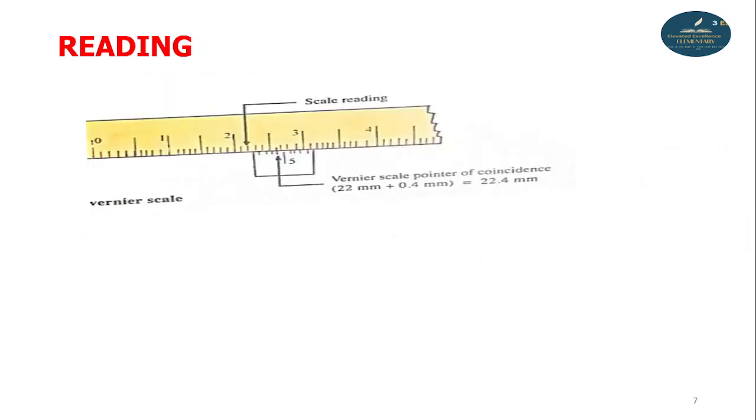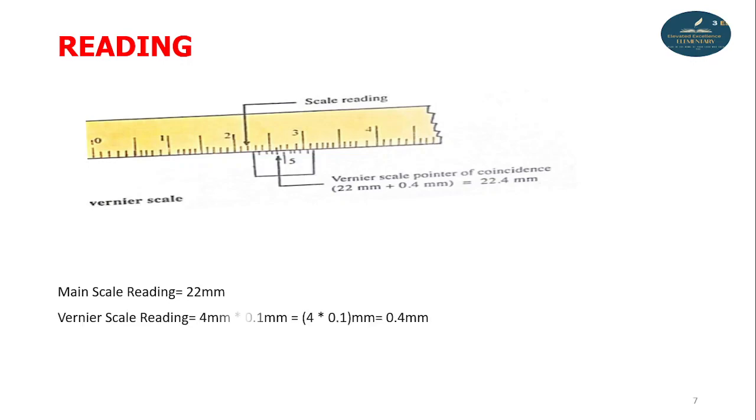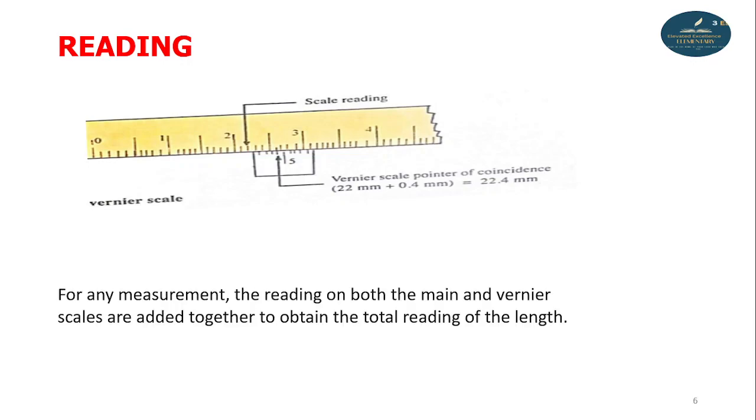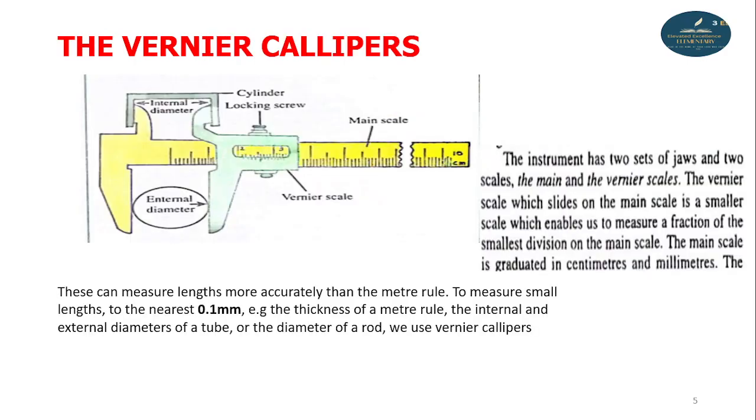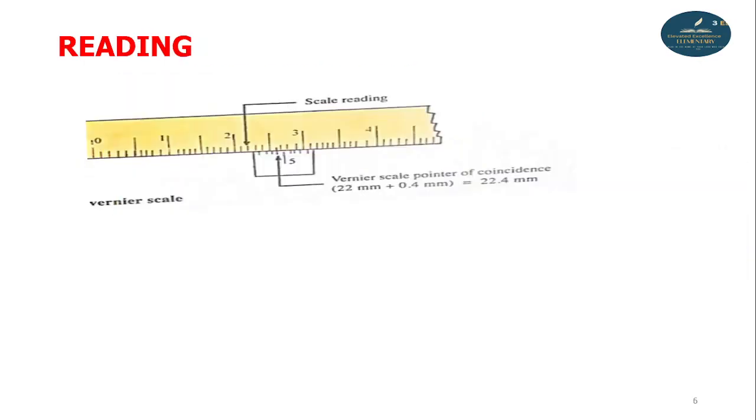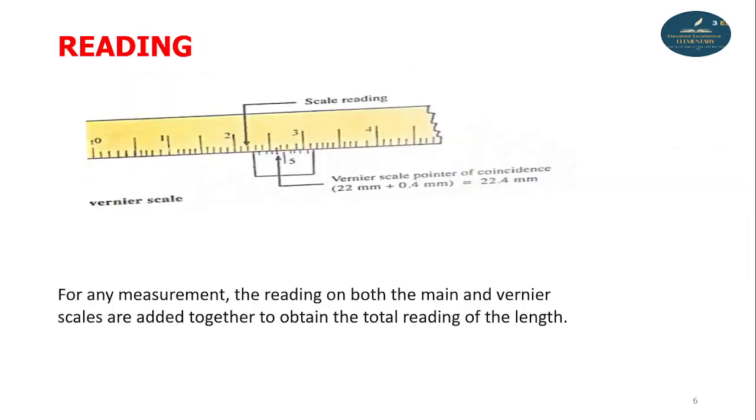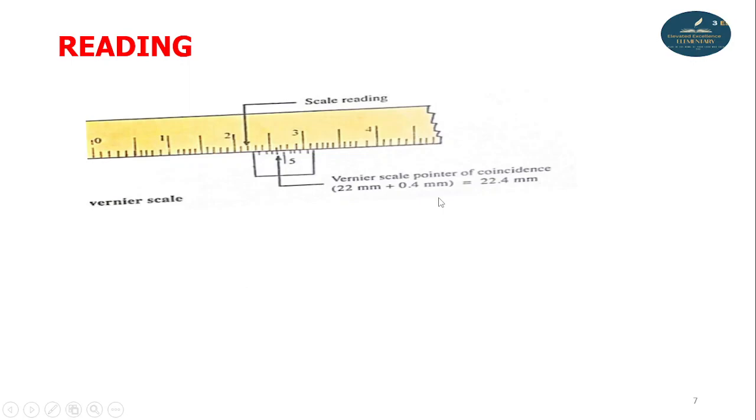For any measurement, the readings on both the main and vernier scales are added together. So now, how do we determine the length of an object with the use of the vernier calipers? That's what we are looking at now, which is the reading. For any measurement, the reading on both the main and vernier scales are added together to obtain the reading of length.